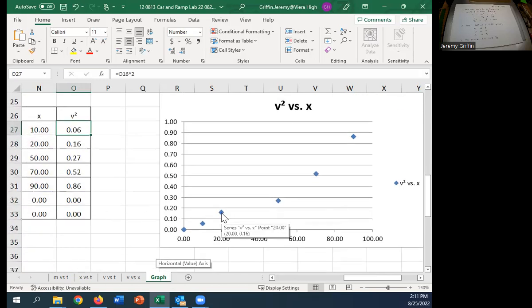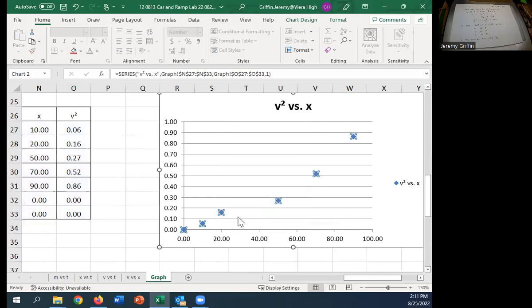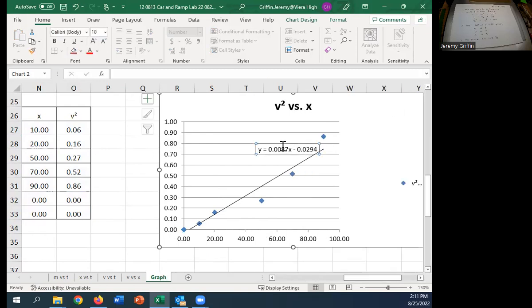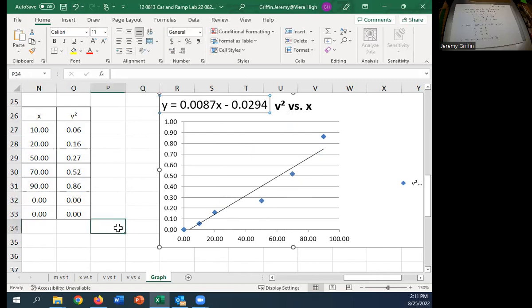Ooh, pretty good, pretty good. So I'm going to right click on one of these, add trend line. Show me the equation. All right, get an equation like this. That y-intercept is pretty much 0. Let's blow this up. Aha, there you go. Okay. So that's the square of the speed in meters squared per second squared is 0.0087 times some weird unit times the distance that the car rolled in centimeters. We are kind of mixing and matching meters and centimeters, but that's all right.